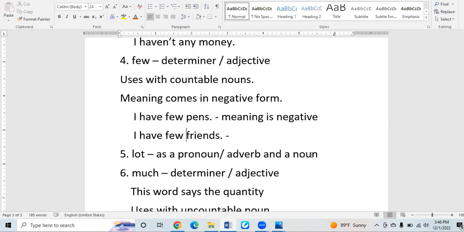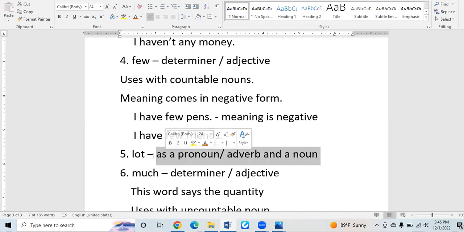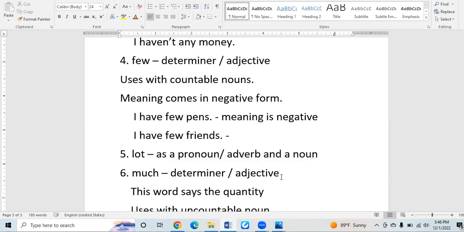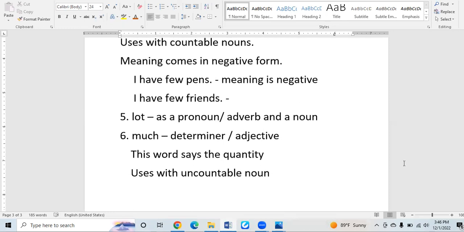Then you just refer to the dictionary and you can get some words and apply them with the word lot as a pronoun, as an adverb, and as a noun. Get more practice, then you will come to know how you want to use this lot in your sentence as a pronoun, as an adverb, as well as a noun. Okay. Then much is another word we consider as a determiner, as an adjective.